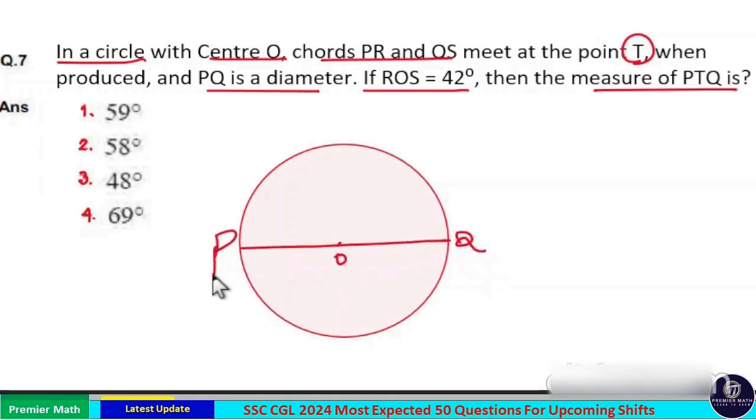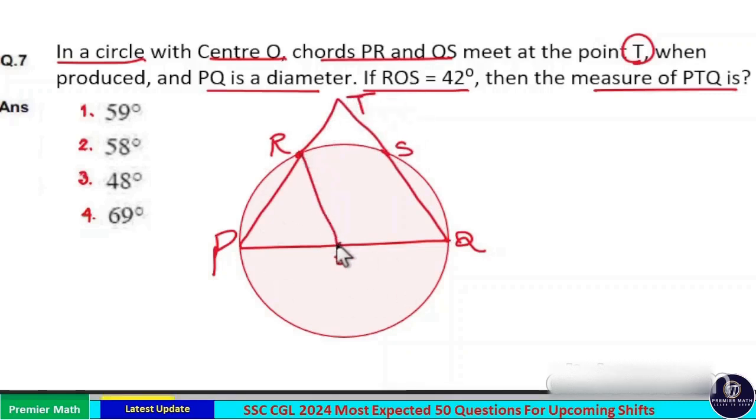PQ is a diameter and chords PR and QS meet at point T. So this is chord PR and this is chord QS. Now these two chords meet at point T. Here angle ROS is 42 degrees. This angle is 42 degrees. Then we have to find out what is angle PTQ.